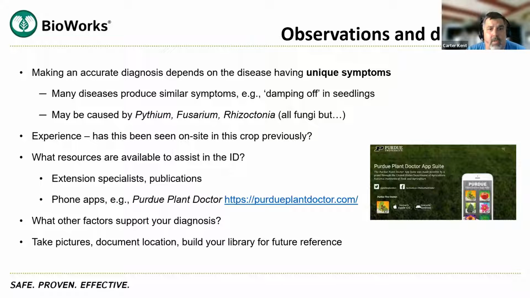What resources are available to assist in identifying? You have your extension specialists, you have publications, there's phone apps nowadays. There's a very good one called the Purdue Plant Doctor. What are other factors to support your diagnosis? Take pictures, document location, build your library for future reference. Those will be very critical in helping.